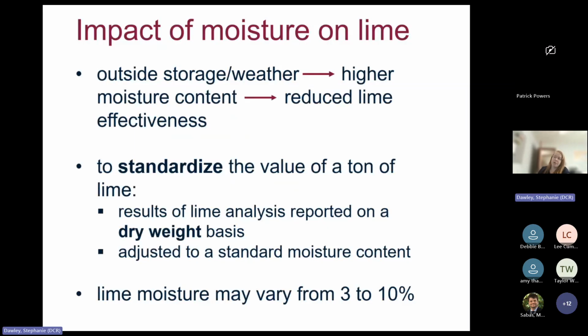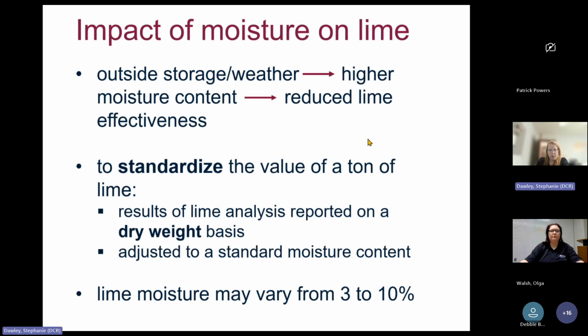So what's the impact of moisture on lime? Outside storage and weather would lead to a higher moisture content, which could potentially reduce the lime's effectiveness. If you're going to store it out in the middle of the field somewhere and not apply it immediately, and it rains a whole lot on it, you could be essentially reducing the effectiveness of it. To standardize the value of a ton of lime, the results of the lime are usually reported on a dry basis, and lime moisture may vary from 3 to 10%. They adjust the moisture content based on what's being applied.